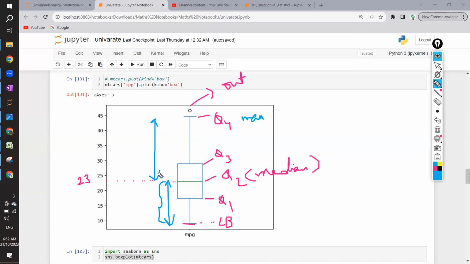Okay. So here you can see a little larger length. Fine. And it is saying that there is one outlier. Okay. So these are basic inferences which we can make out. So now we'll go and see this.